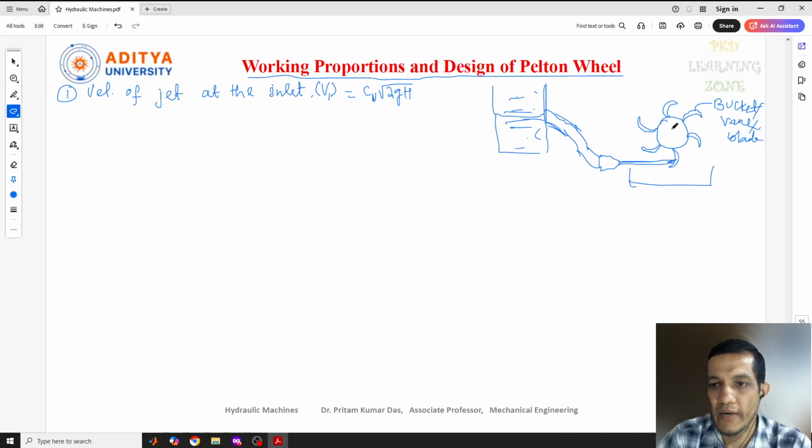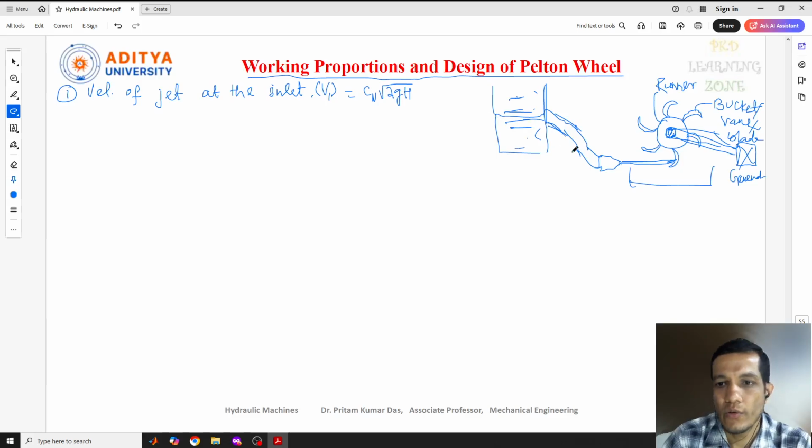The middle of the runner is connected with the shaft, and the shaft is connected to the generator, so that electricity is produced from there. This is the runner and this is the shaft. The velocity of the jet striking the blade is called the velocity of jet at inlet condition, V1, and we can calculate it by this formula.